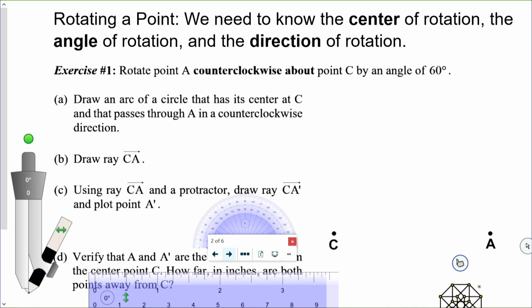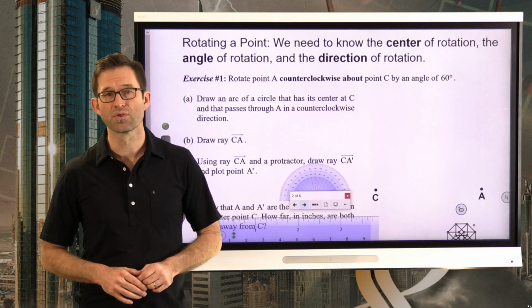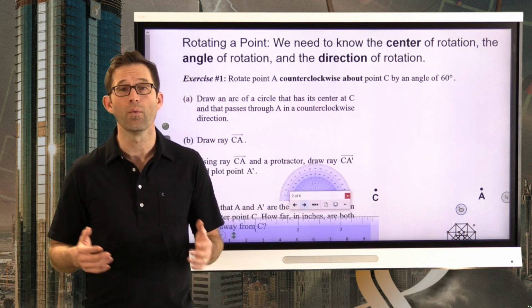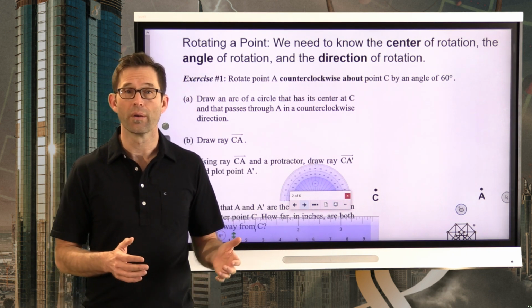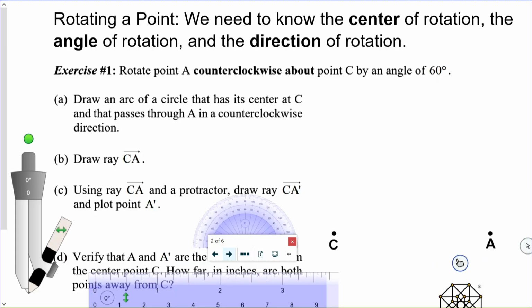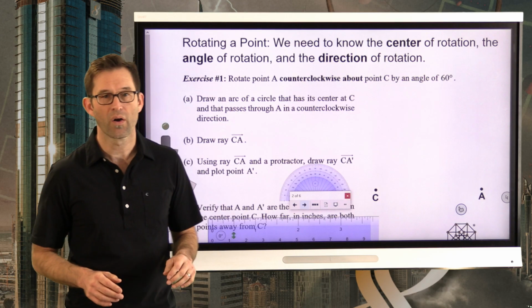Rotate point A counterclockwise about point C by an angle of 60 degrees. This exercise literally just walks you through what it means to rotate one point around another one. So letter A starts us off. Draw an arc of a circle that has its center at C and that passes through A in a counterclockwise direction. All right, so let's do it.